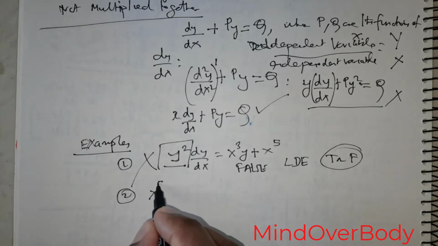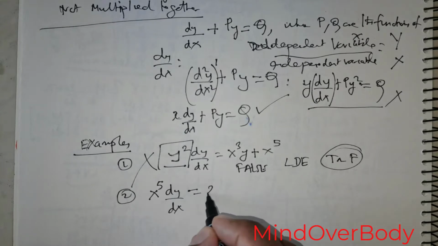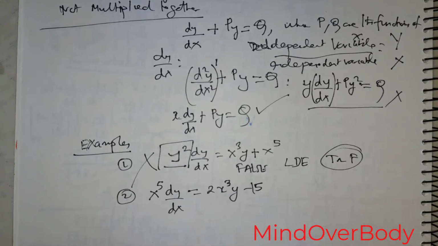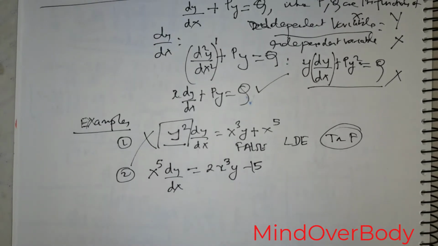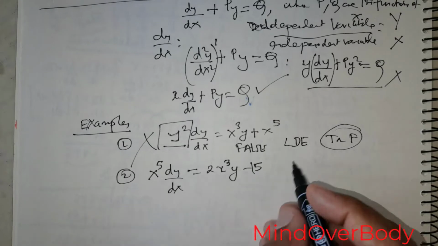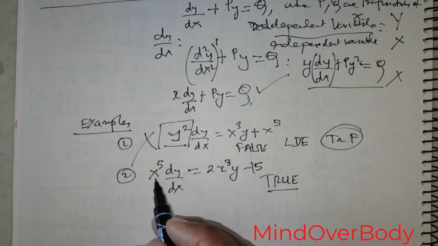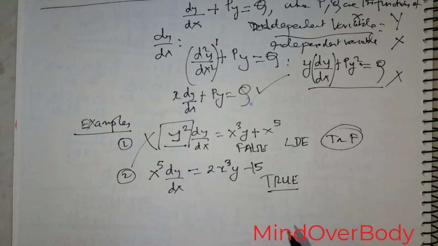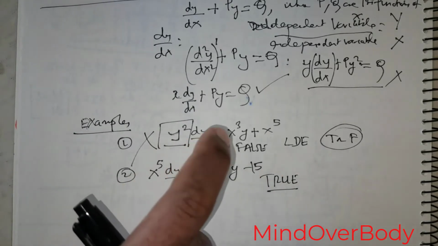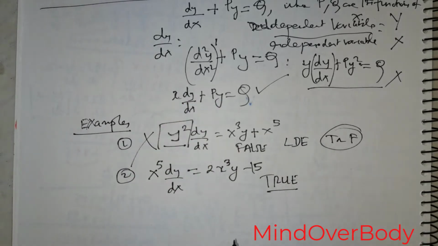So let me go on and give you example number 2. Say you got x to the power of 5 dy over dx is equal to 2 times x to the power of 3 y minus 15. Is this a linear differential equation? Can you say true or false? What would you say? Of course, the answer is true. I can always have x to the power of 5 multiplied with dy over dx. That isn't the issue. But I cannot have y squared multiplied with dy over dx. This is a very big issue.